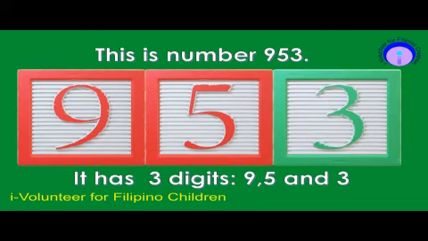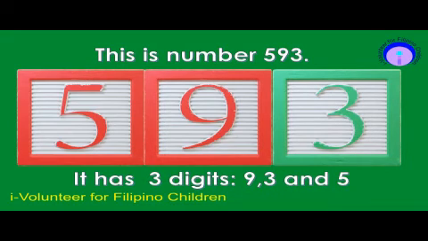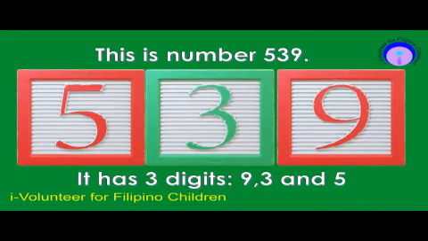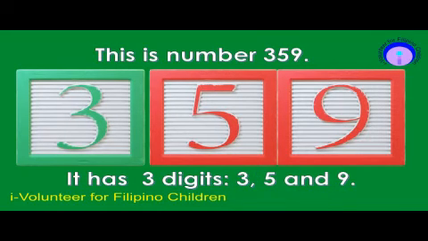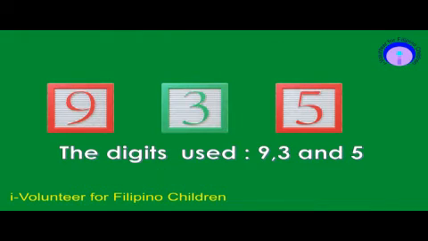The next one is 953. It has digits 9, 5, and 3. Next number is 539. It has 3 digits. Another example of a 3-digit number is 359. It has digits 3, 5, and 9.